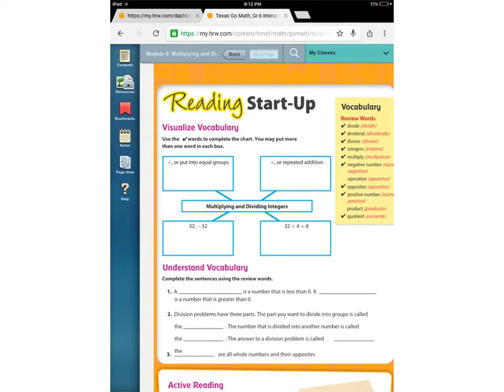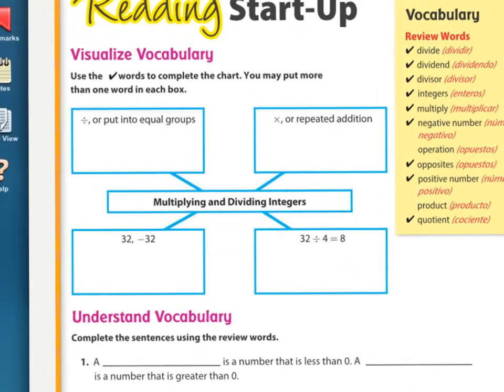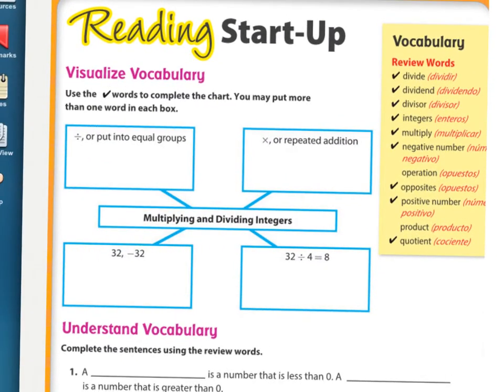Okay, to begin with, in your notes, I want you to draw this picture. You're going to copy it down. And then I want you to put these words with check marks. You're going to put them in the picture. Okay, so divide. Where would divide go? Which one is that? That's going to go here. Okay, so you write it here. And then it also goes down here. Okay, so that's divide.